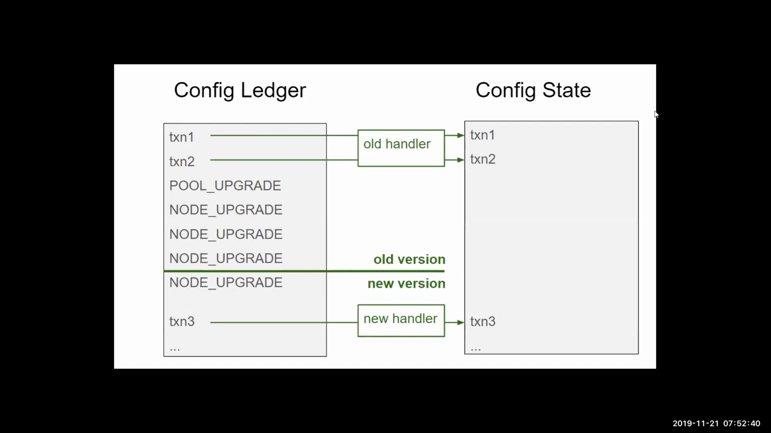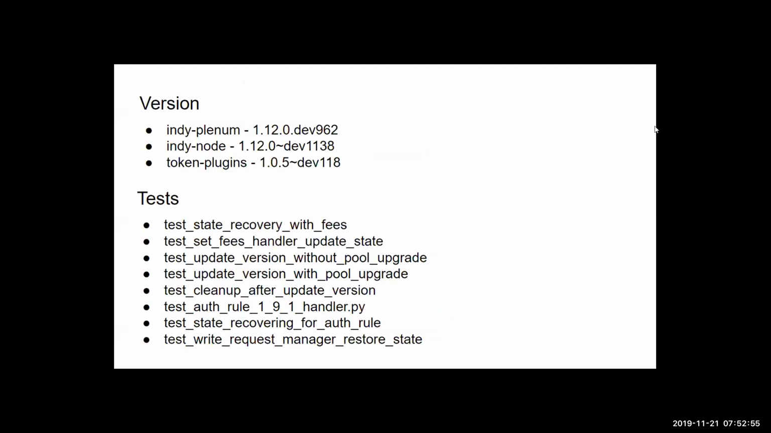Using the strategy pattern allows us to use the necessary transaction handler to write to the state. The handler is selected based on the version in which the transaction was ordered. To test the new feature, the following tests were written. Changes are currently being checked using system tests.